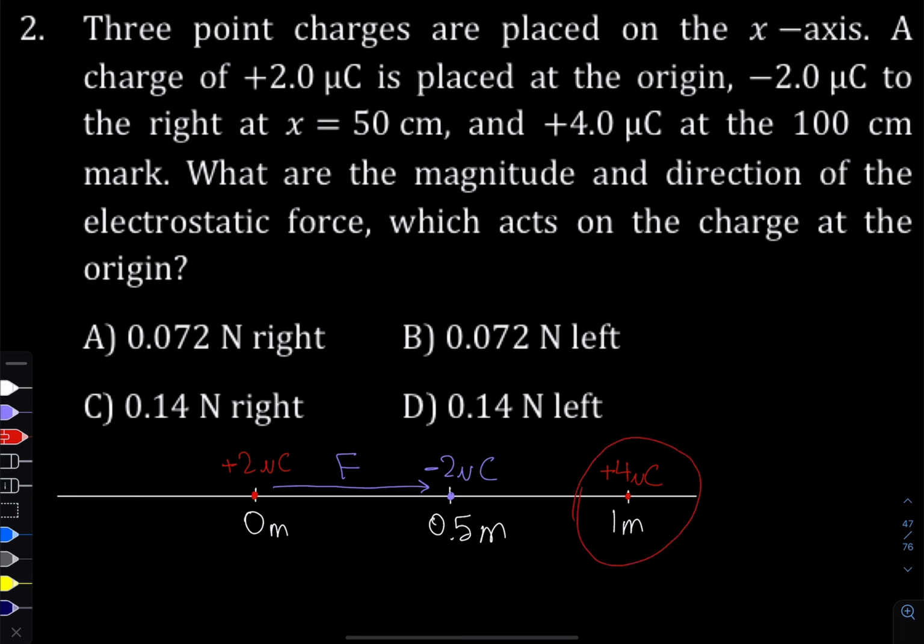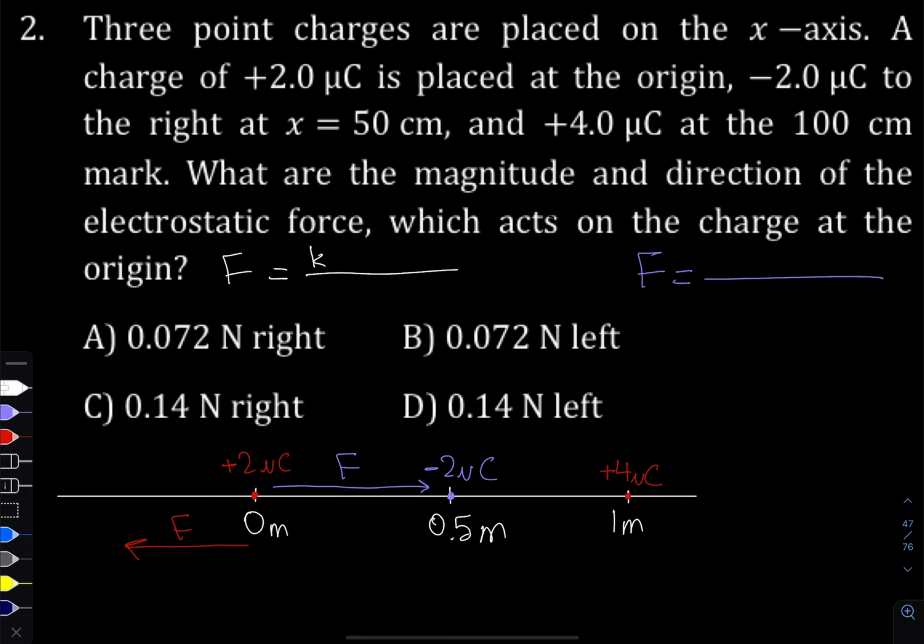This charge 1 meter away is going to be exerting a force that's going to accelerate it toward the left, because they're same charges, so they repel each other. So now to calculate the magnitude of these forces, we can calculate this first one. Again, our generic equation is force is Coulomb's constant, magnitude of charge 1, magnitude of charge 2 over distance squared.